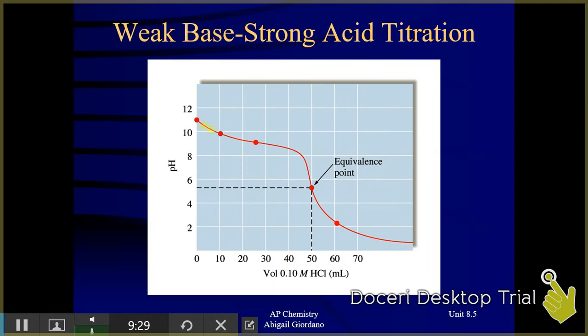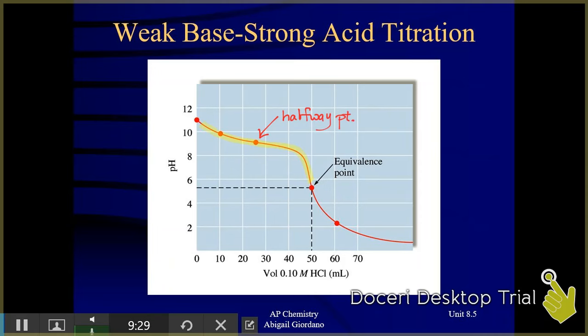Anywhere in this zone, again, this is called the buffer zone. Why? Because now that we've started adding acid, we have a Newman ice table, and at the end of that Newman ice table, anywhere in this zone that I've highlighted, we have a buffer left over, and we can use the Henderson-Hasselbalch equation to solve for pH. We can see that the equivalence point is at 50, which means that at 25, this is our halfway point, or half equivalence point. You can call it either one.